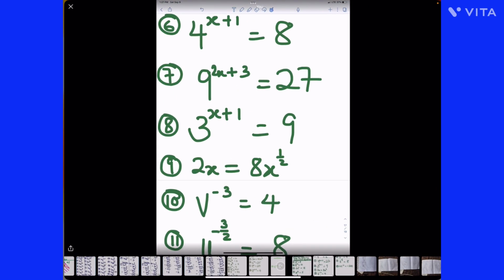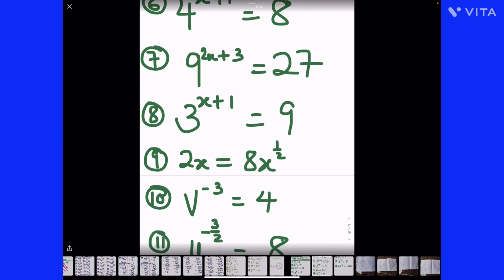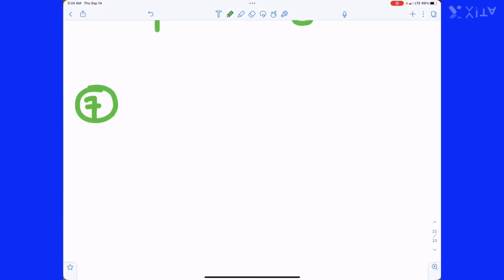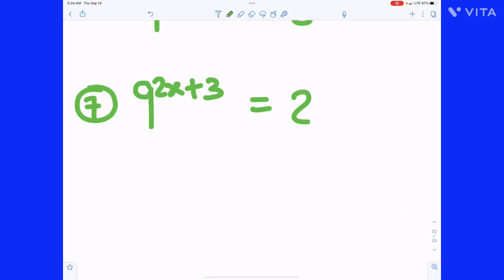Number 7 now, in our corrections. Number 7 says 9 raised to power 2x plus 3 is 27. You cannot write 9 and 27 in base 9, because you can't write 27 as 9 raised to power 3. No, 9 raised to power 3 is 729. But you can write both sides in base 3.